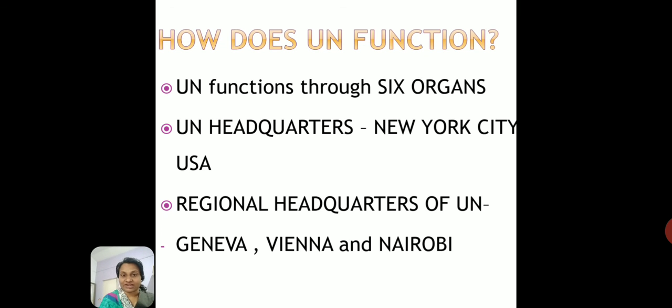Okay, regional headquarters, because the world is such a huge world and they have different languages, so it is not feasible to have only one headquarter. So that is why the United Nations has different headquarters in different regions. And where are they? So they have one in Geneva, one in Vienna, and one in Nairobi. So these are the 3 regional headquarters. So how many regional headquarters does the United Nations have? 3. Where are they? They are in Geneva, Vienna, and Nairobi.